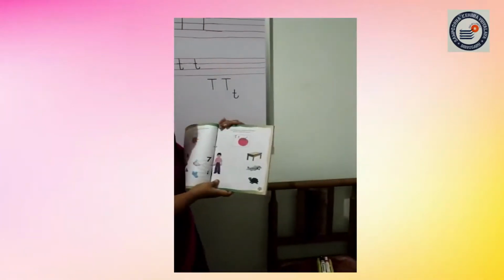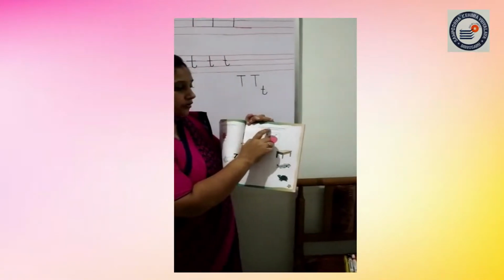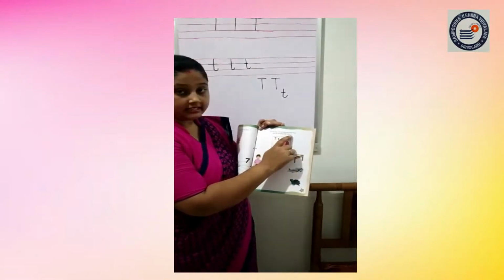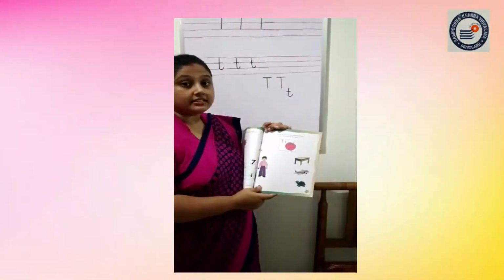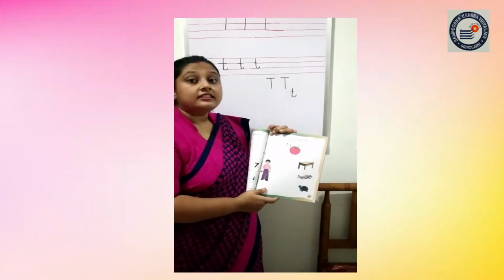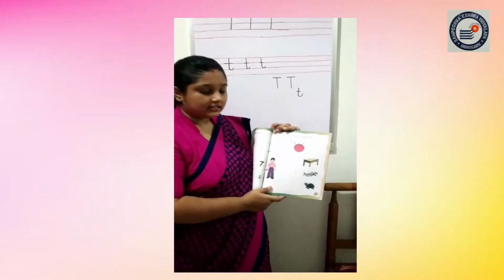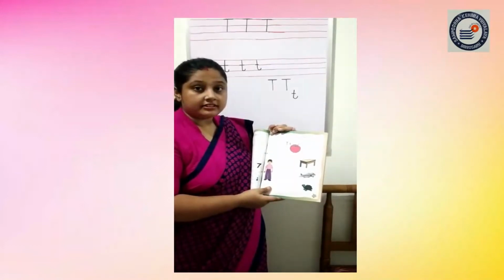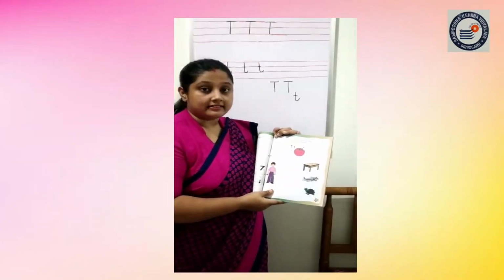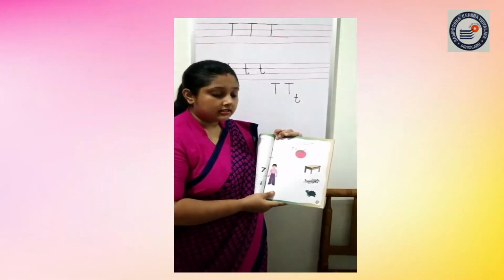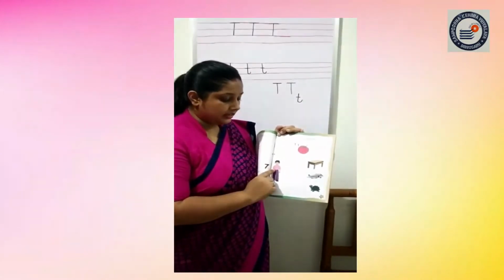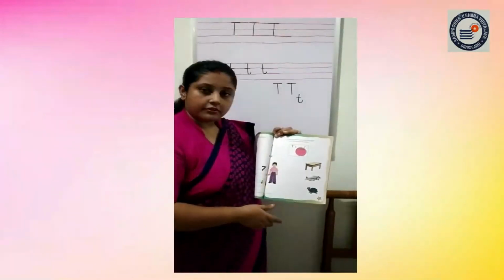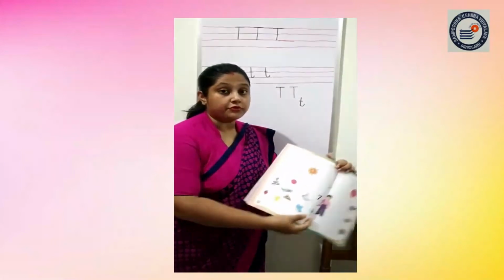It is written, join the boy with the pictures that begin with the sound of the letter T. What is the sound of the letter T? T. Right? So, from these pictures, whichever begin with the sound T, join them with the boy. You have to join them like this. I hope you all understood.